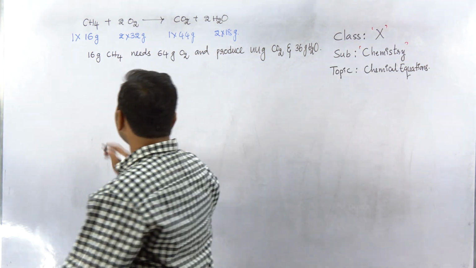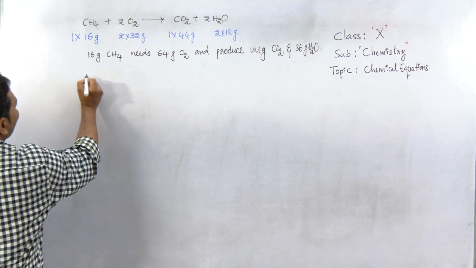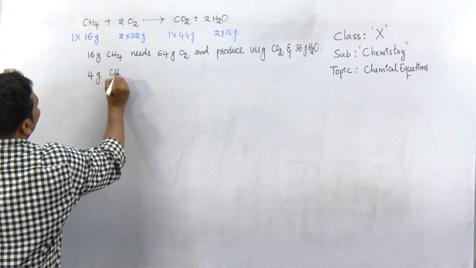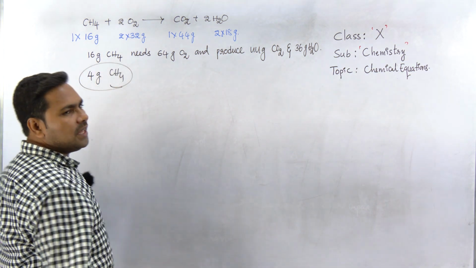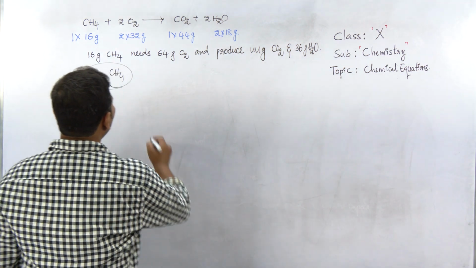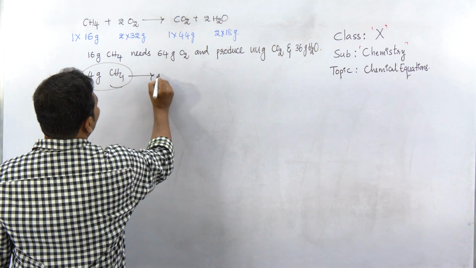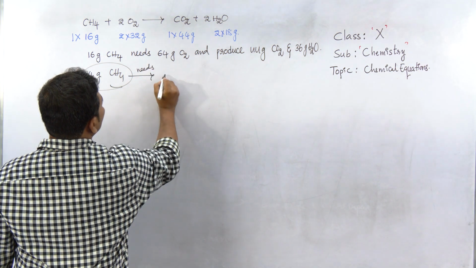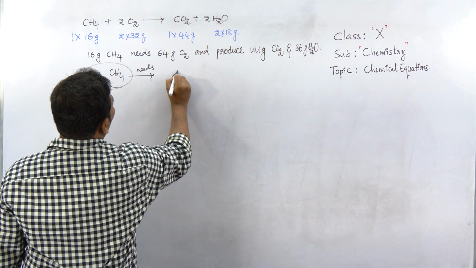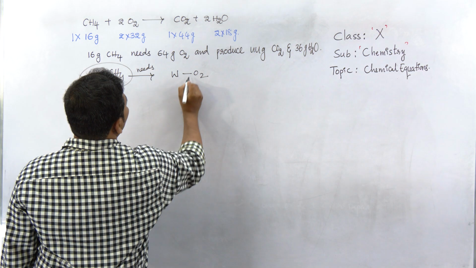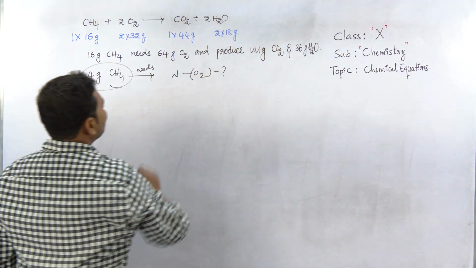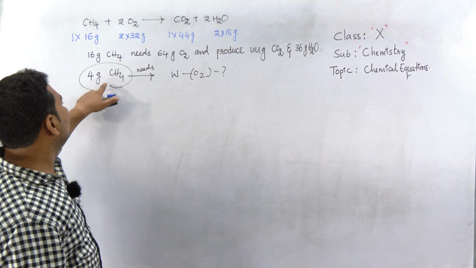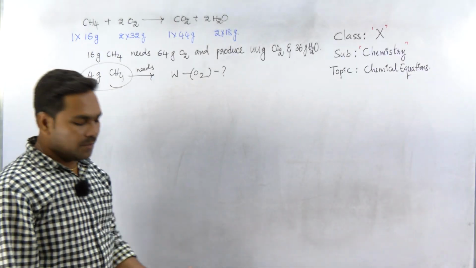Now for example, I want to know, if instead of 16 gram I take 4 gram methane, I have 4 gram methane. Then we need to calculate what weight of oxygen it needs. Okay, this is a question. Then we can calculate the amount of oxygen needed to burn 4 grams of methane.